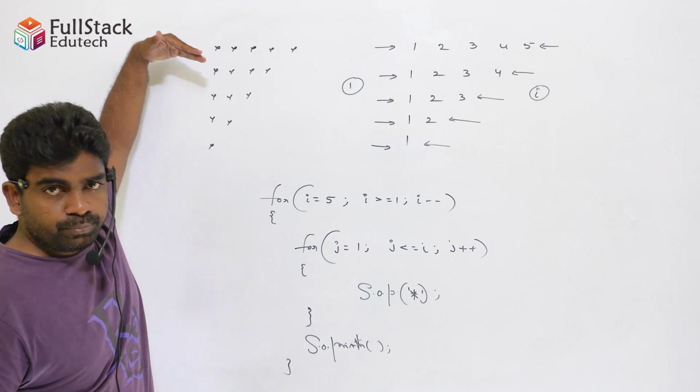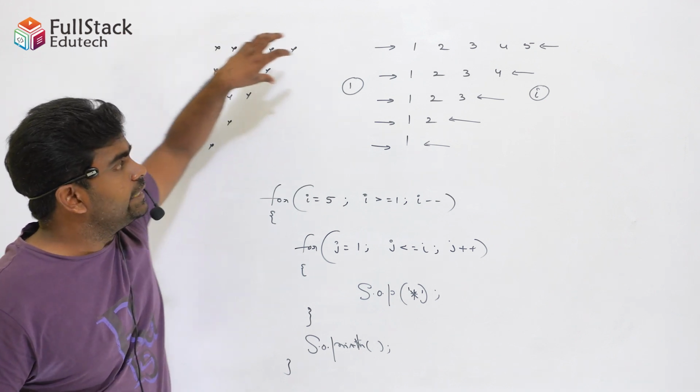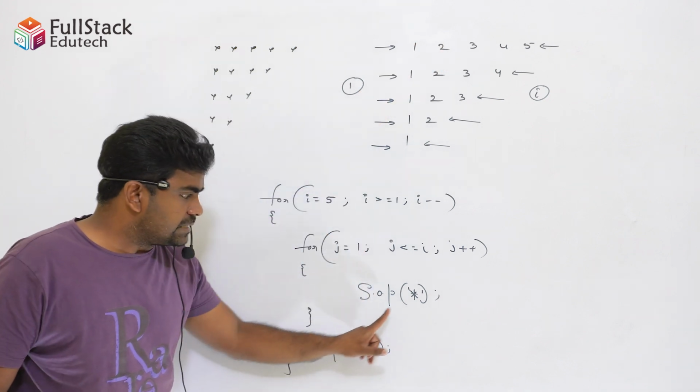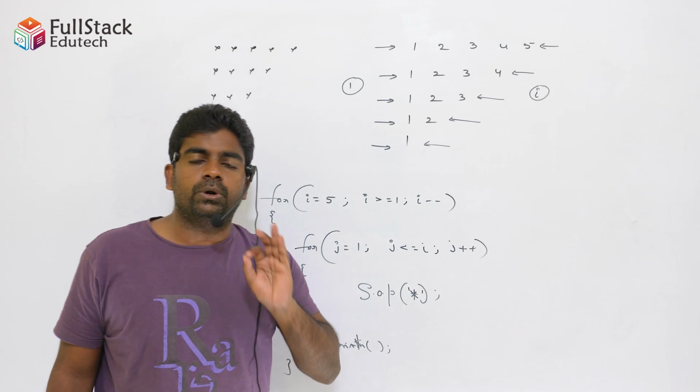Whenever they ask you to print this pattern, you just need to understand this pattern. Printing stars instead of j is the only difference.